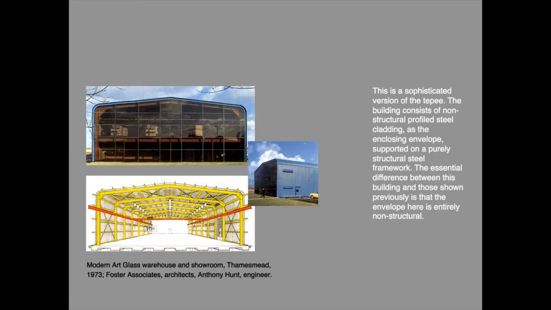This building is a modern version of the teepee. It consists of a non-structural profiled steel cladding as the enclosing envelope, which is supported on an entirely structural steel framework. The envelope here is entirely non-structural. The metal skin would collapse were it not supported by the steel framework.